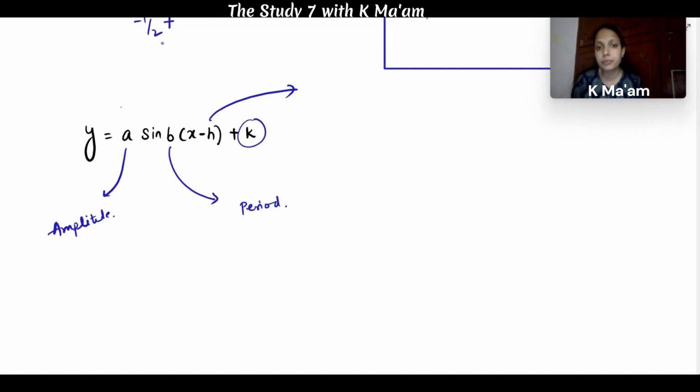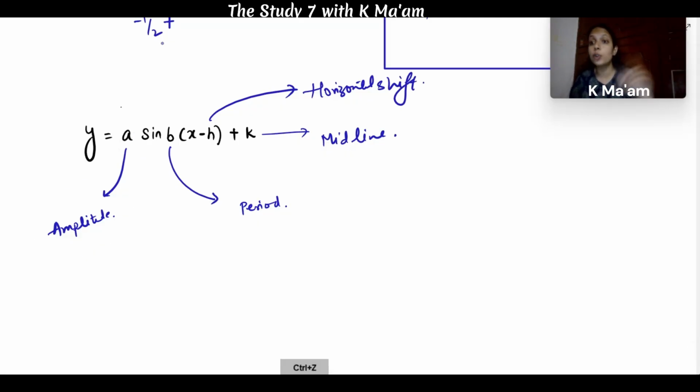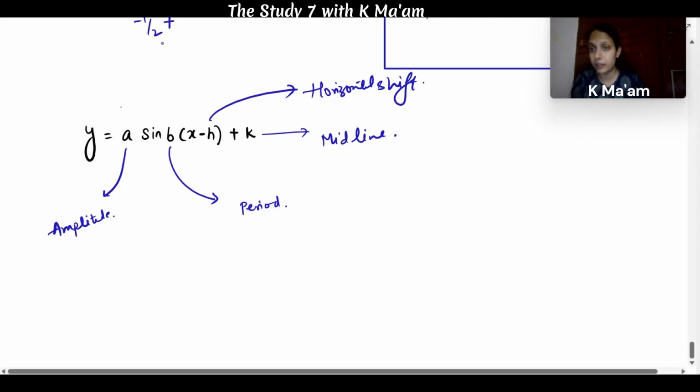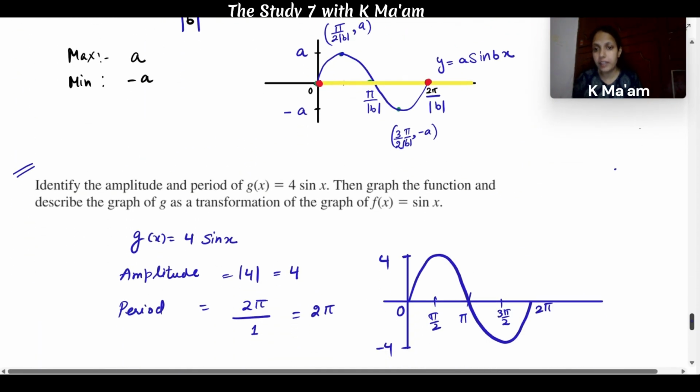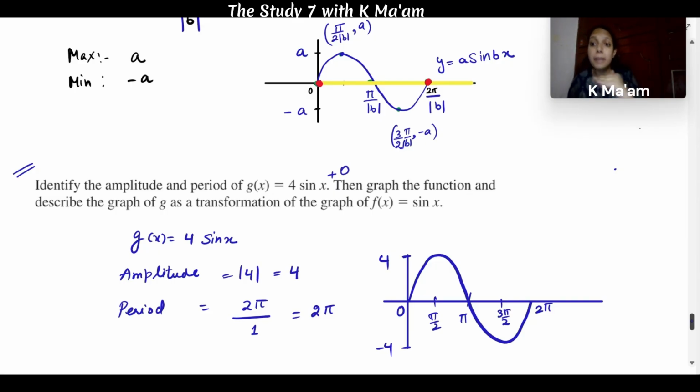What about this? This will tell you the midline. This is not a horizontal shift. I'm not saying this is amplitude, I just say this is used to find amplitude. This is not the period, this is used to find the period. So midline: in all the previous questions that we did, there was no extra term added outside, that means it was 0. That's why the midline was y equals 0.